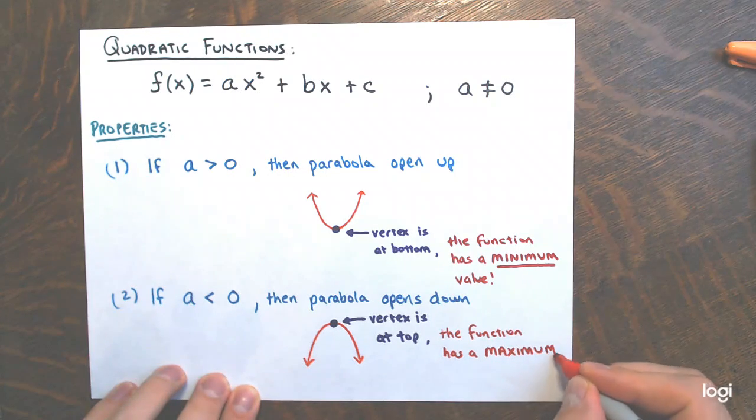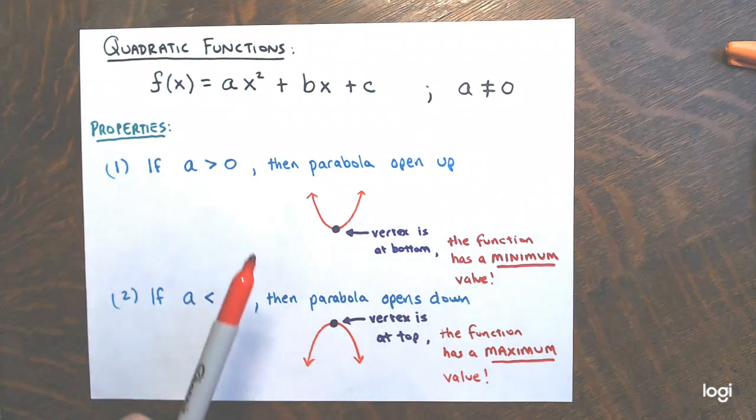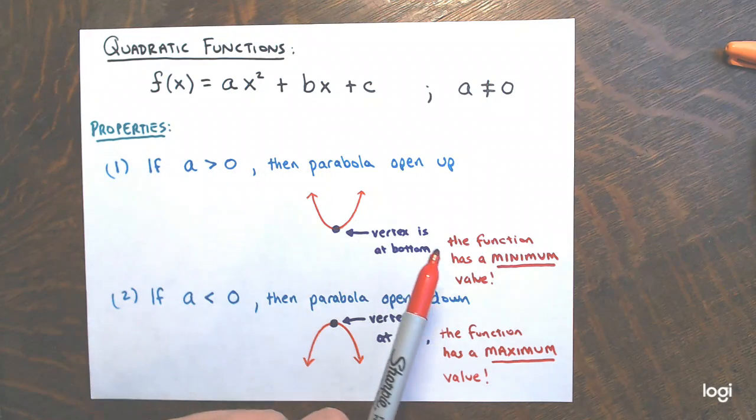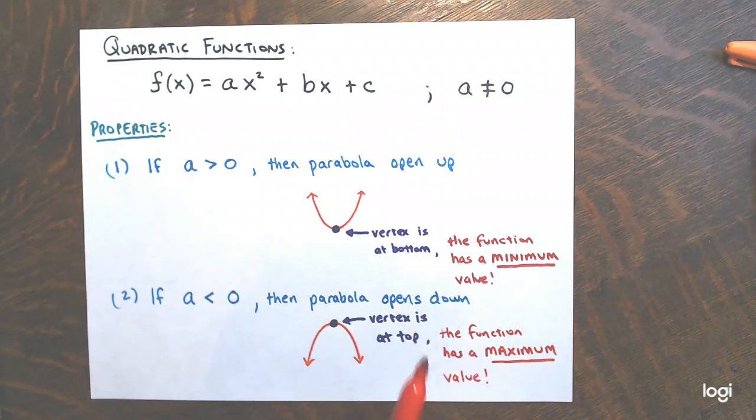So that's a really easy way to tell if a quadratic function is going to have a maximum value or a minimum value. Just put it in this form and look at the lead coefficient. Is it positive? It'll have a minimum value. Is it negative? It'll have a maximum value.